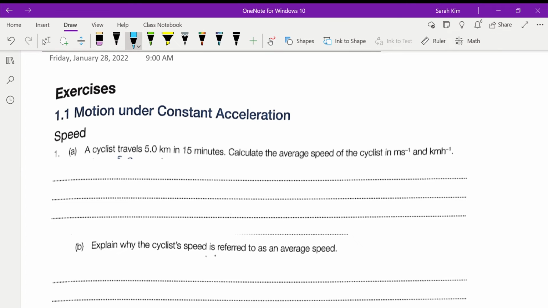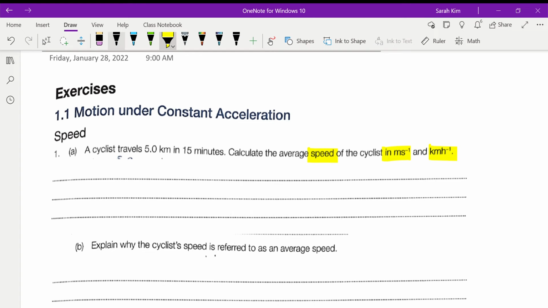Alright, so a cyclist travels 5 kilometres in 15 minutes. Calculate the average speed of the cyclist in metres per second and kilometres per hour. So you need to find two answers. So I'll probably highlight those. You need to figure out the speed.